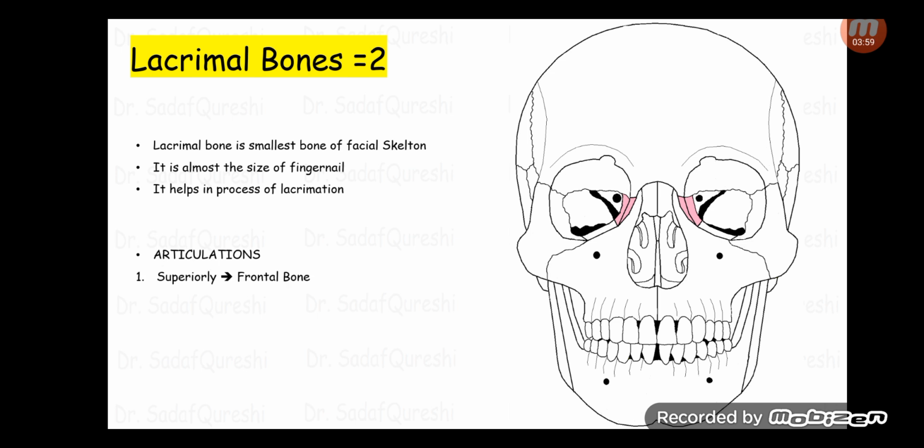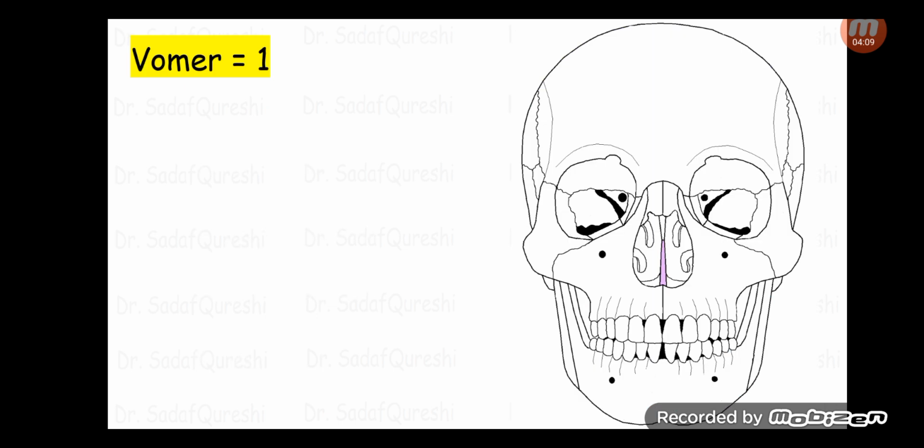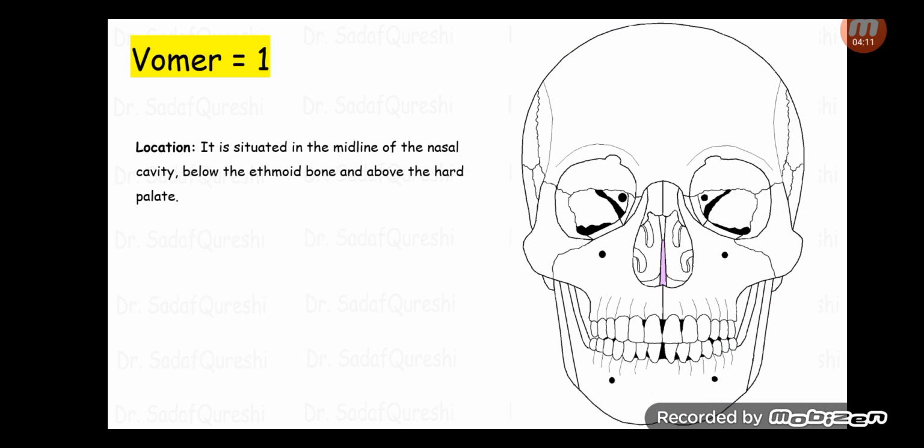Talking about articulation, it articulates superiorly with the frontal bone, laterally with the sphenoid bone, and inferiorly and medially with the nasal bone. Now we will talk about the vomer, that is the single bone or unpaired bone, that means there is only one bone.